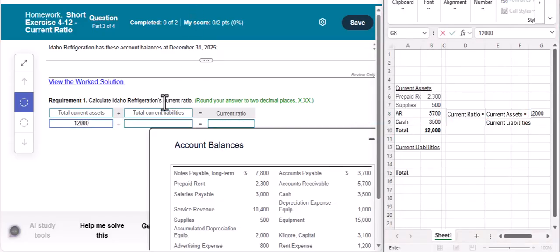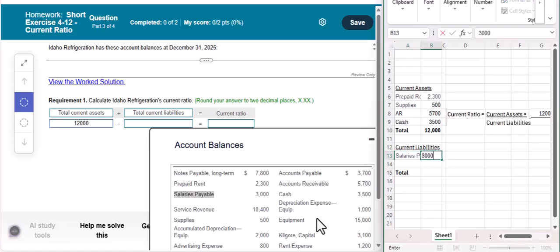Next in our formula, we need to find our total current liabilities. I also have that here on the scratch paper. Let's go through these. Salaries payable comes up first. Again, these current liabilities are anything we expect to pay in the next 30 days. So salaries payable will be first, so we can copy and paste and input our label here if we want, and then $3,000.